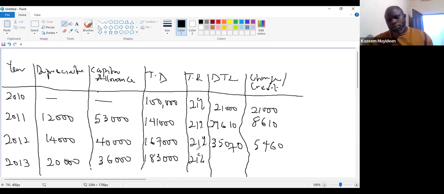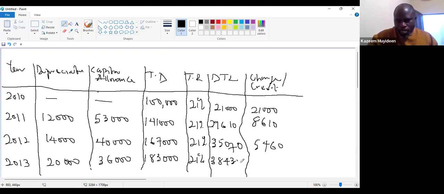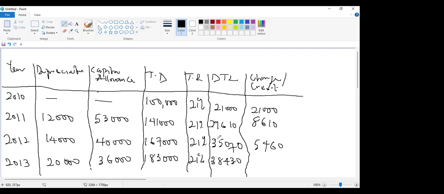183,000 times 21%, 183,000 times 0.21, will give me 38,430. 38,430 minus the opening balance, 35,070, will give me 3,360.